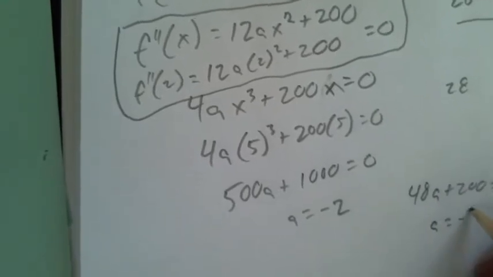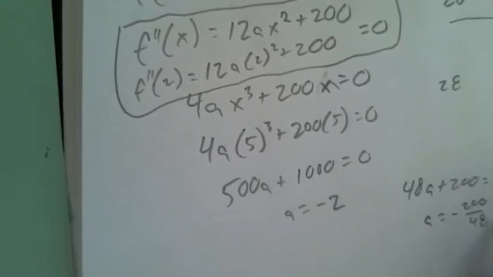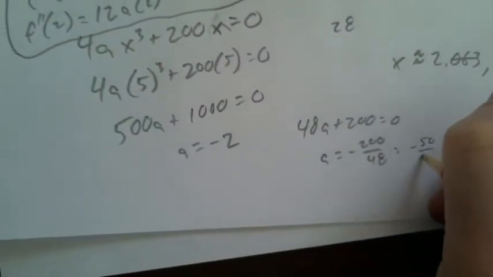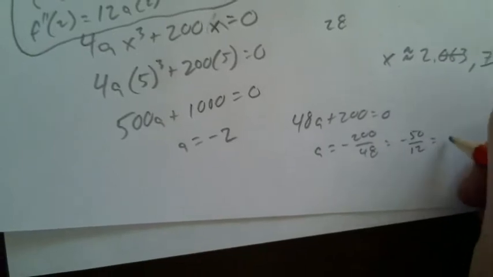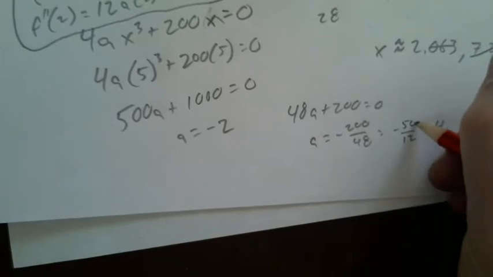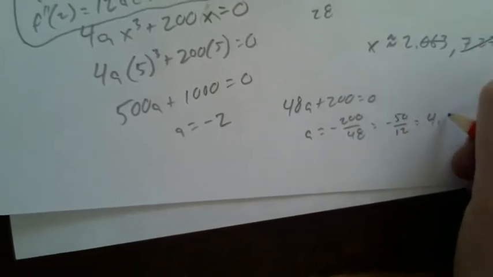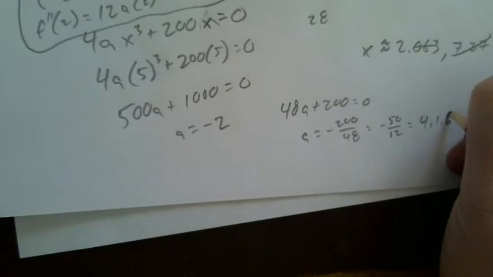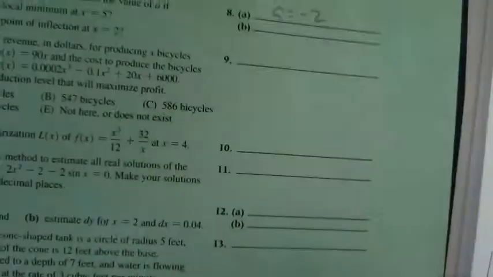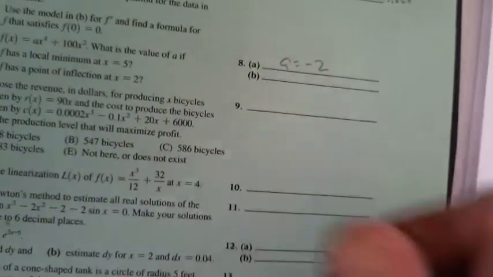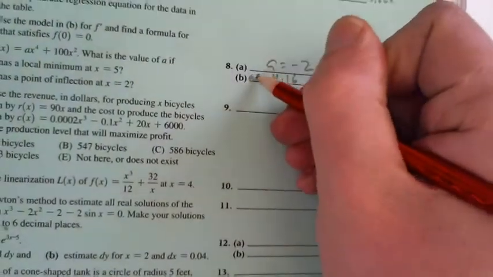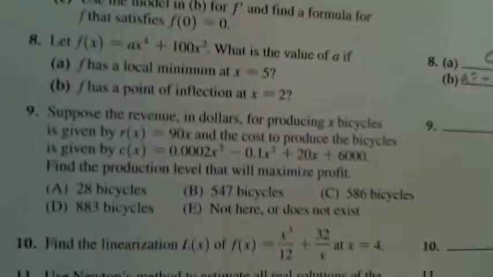So a equals -200 over 48, which is -50 over 12, which is 4 and 2 twelfths, so it is -4.16. All right.